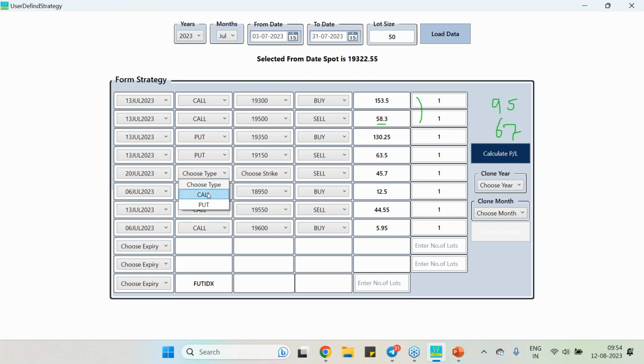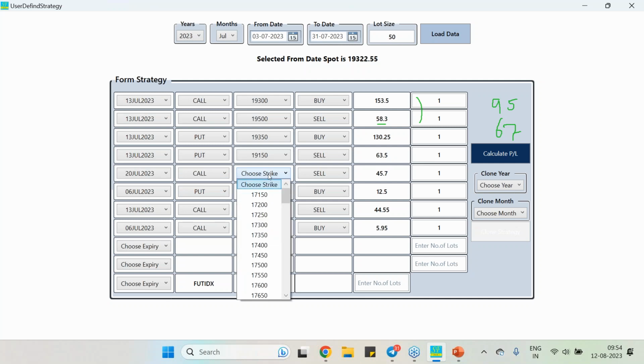So in the near month, here on the call side, we have to sell. That call strike should definitely be 19,500 or above. So we can go for 19,500, 600 or 700. At 600 it is giving us this much: 68 rupees. The 20th July 19,600 call is giving us 68 rupees.